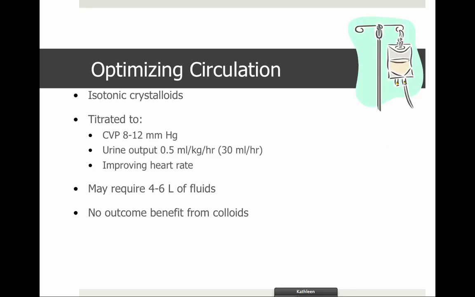To optimize circulation, we're going to give crystalloids, and we're going to titrate the central venous pressure to 8 to 12. That will be our goal. And the urine output will be at least 30 mLs an hour, and hopefully this will improve heart rate. Patients may require 4 to 6 liters of fluid, and there is no outcome benefit from colloids.